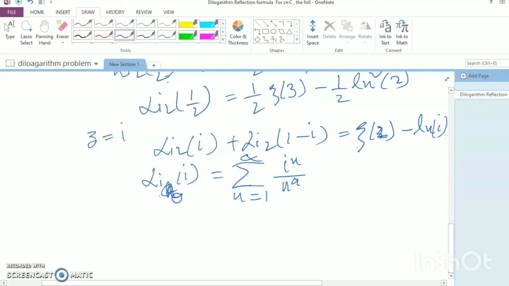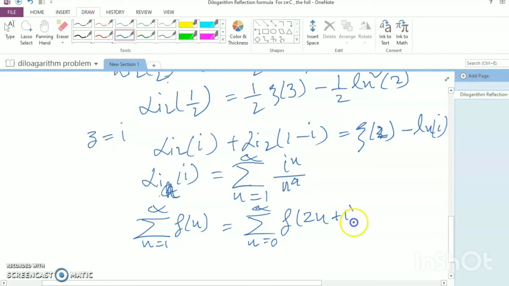Li 2 a. So we know that the summation n equals 1 to infinity of f(n) equals the summation n equals 0 to infinity of f(2n+1) plus the summation n equals 1 to infinity of f(2n).